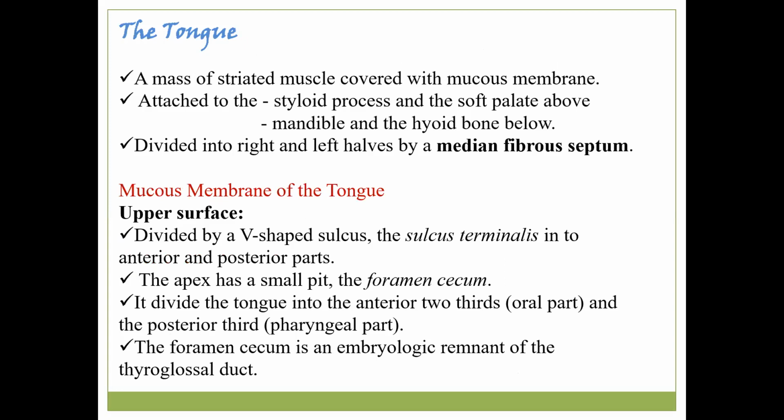Then let's move on to the tongue. So I have mentioned earlier, tongue is a muscular organ without bone, so it can bend into any direction it wants. Specifically, it's a mass of striated muscle covered with mucous membrane. This mass is attached to the styloid process and the soft palate from above, and the mandible and hyoid bone from below.